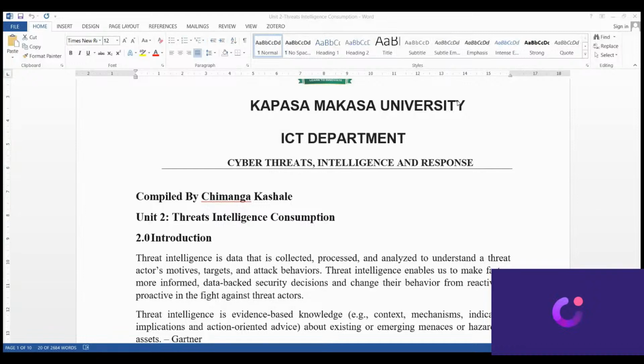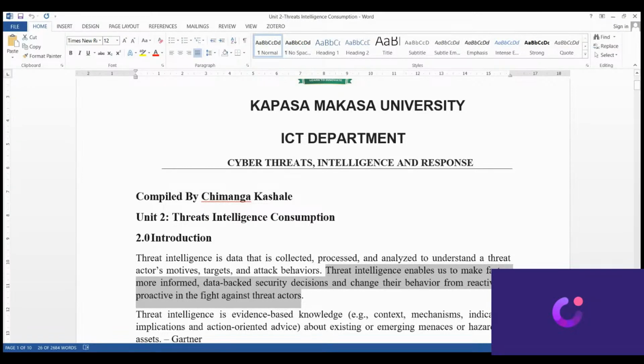You collect this data, and once you've collected it, you try by all means to analyze it, so that you should be able to understand the motives behind that aspect of the attack. The intelligence enables us to make faster, more informed, data-backed security decisions and change our behavior from reactive to proactive in the fight against threat actors.